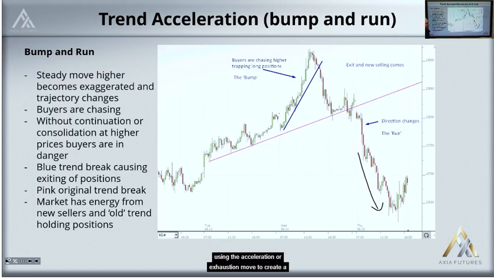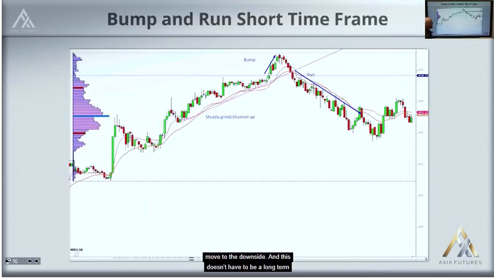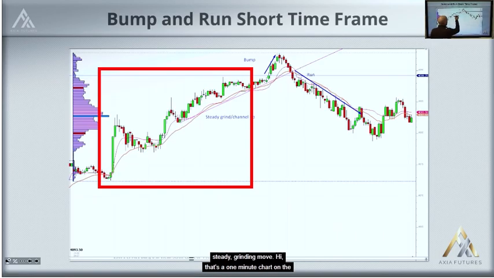So that's the idea of using the acceleration or exhaustion move to create a pattern. And you can see the progression of what's happened within that move as to why the bump move up can create the run move to the downside. And this doesn't have to be a long-term thing. This is very short term. This is using it on a 1 minute chart. So very, very short term, nice and simple, steady, grinding move higher.